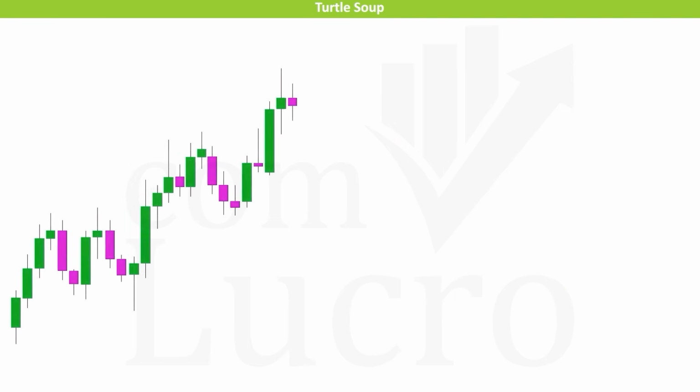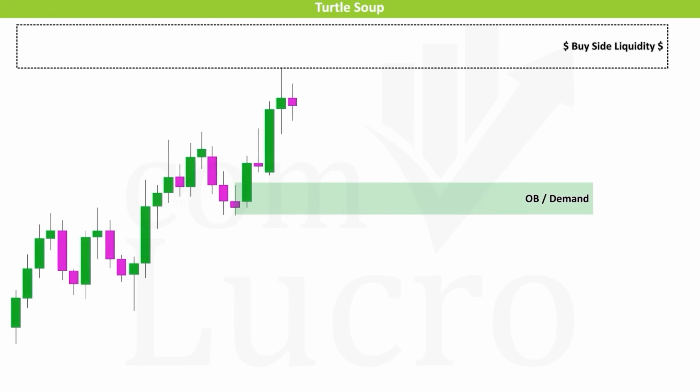Now, how do we approach execution? In this example, we clearly see an established uptrend, which means we are only interested in buying opportunities. The first reaction might be to place a buy limit directly at the visible demand zone. On the surface, this area appears to be a strong entry point.